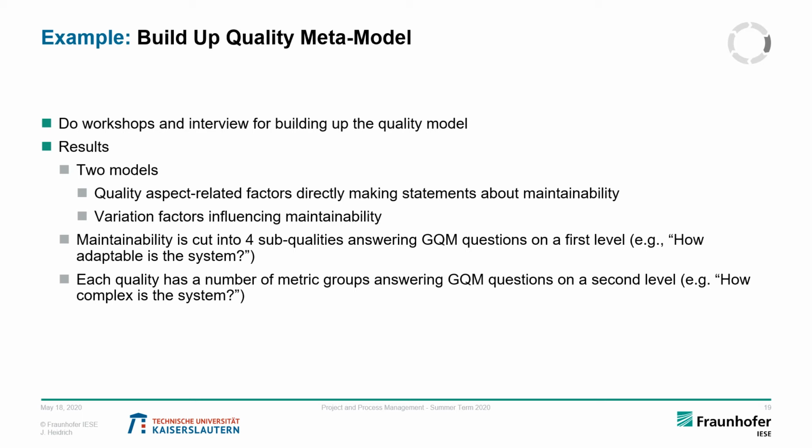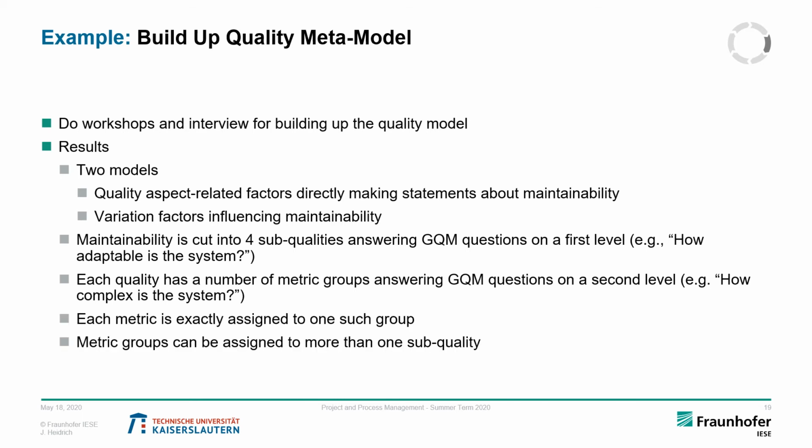Each quality aspect has a number of metric groups answering the GQM questions on the next level, like complexity-related metrics: how complex is the system? And then finally, we have the metrics, and one metric is in this model exactly assigned to one such group. In practice, you also find models where one metric is part of different branches of our breakdown decomposition tree. Metric groups can also be assigned to more than one sub-quality.